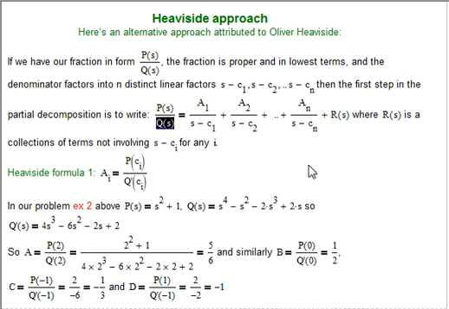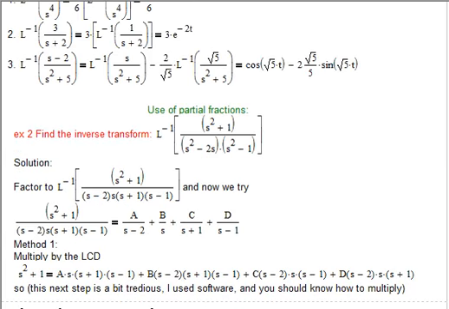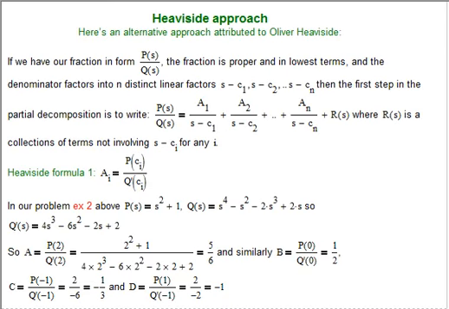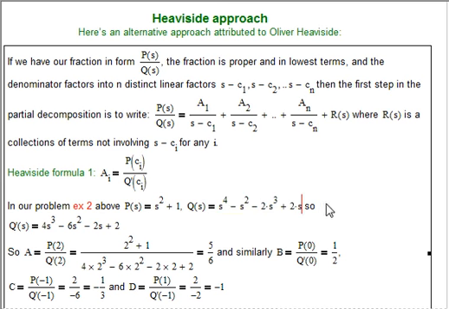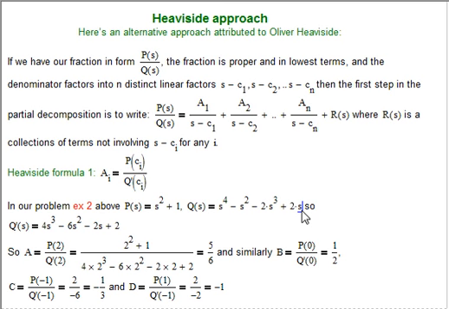In our problem example 2 above, this one, we wanted to find this inverse transform. This is the P of S. The Q of S would have been all this multiplied out. So in order to find the Q of S, we'd have to multiply that out, and that's what it is multiplied out, including the 2s there. And then we'd also have to find its derivative, and that's pretty easy. Derivative of a polynomial, what gets easier than that?